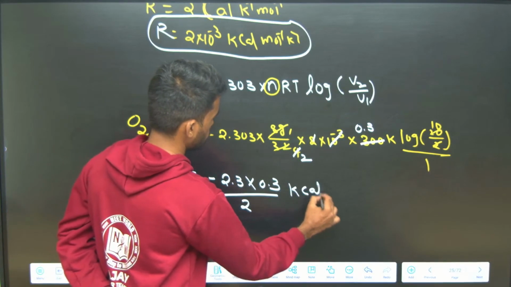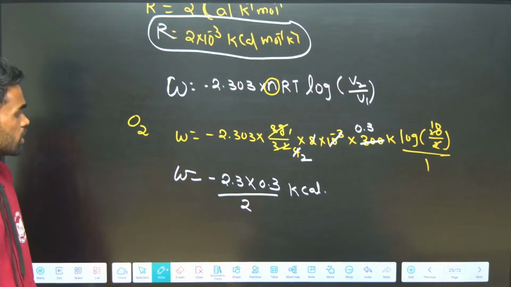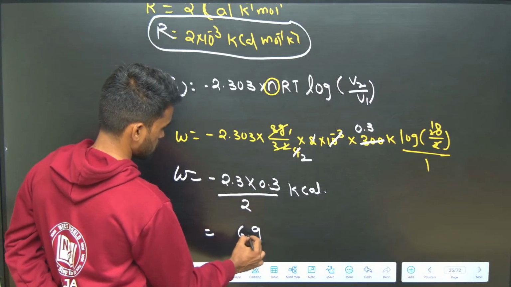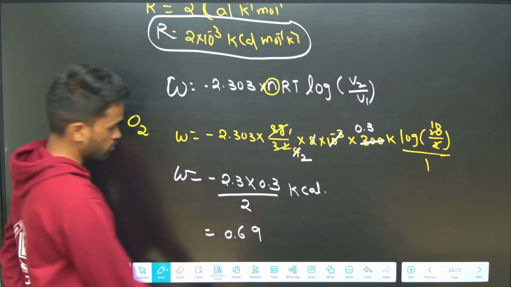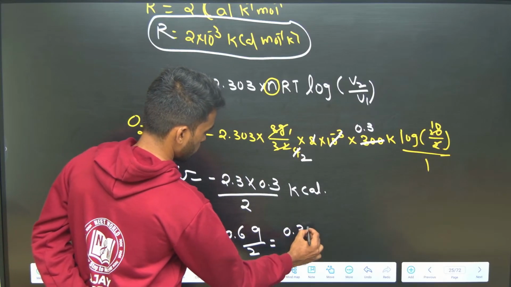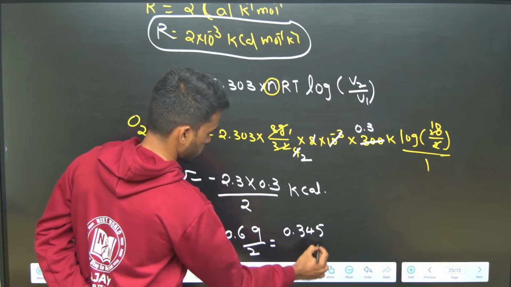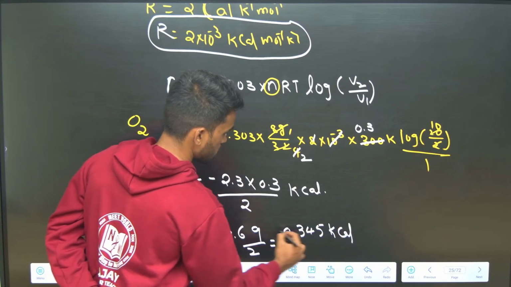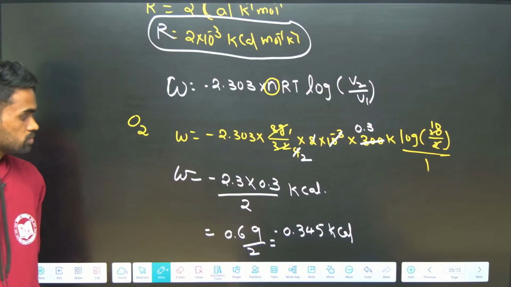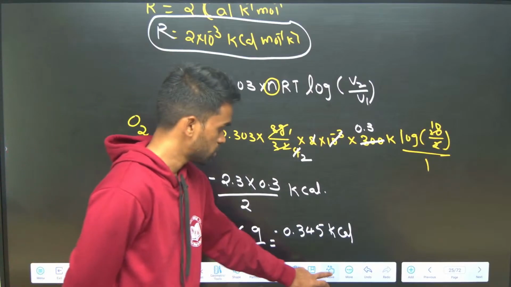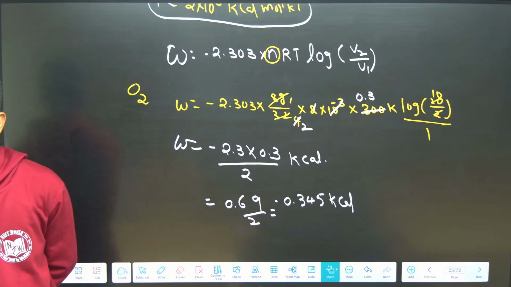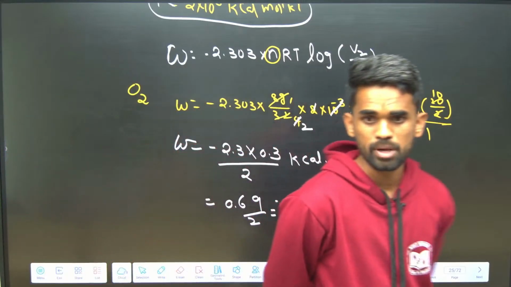Kilo calorie. So you can simplify this. How much will it be? 0.69 by 2. So this will be 0.345 kilocalorie, minus 0.345 kilocalorie. Is that clear? Okay, let's move forward. So it is clear now, isothermal process.